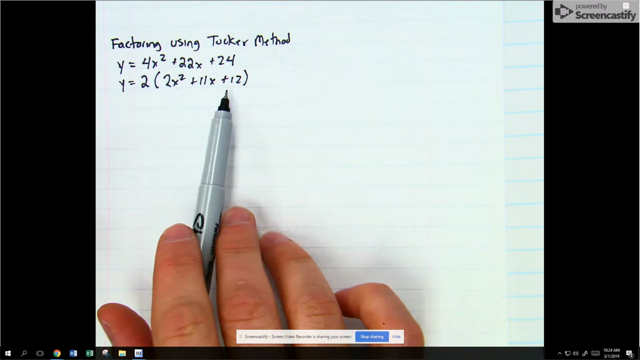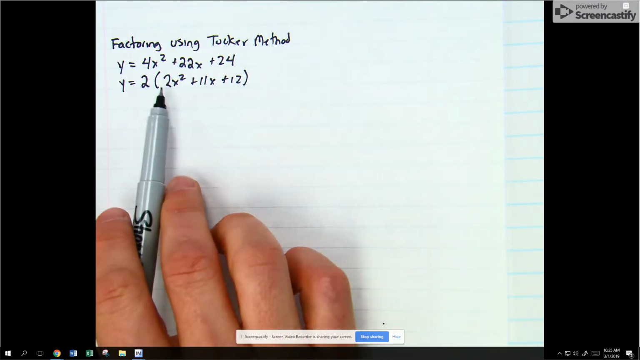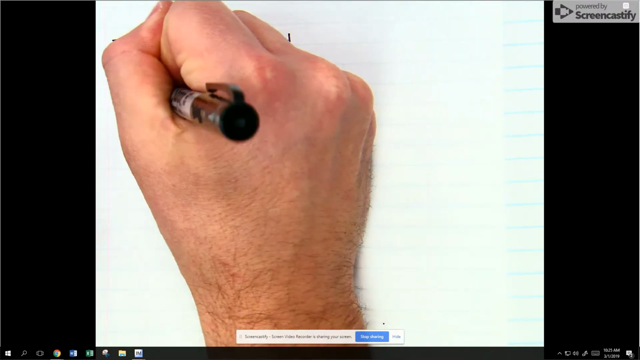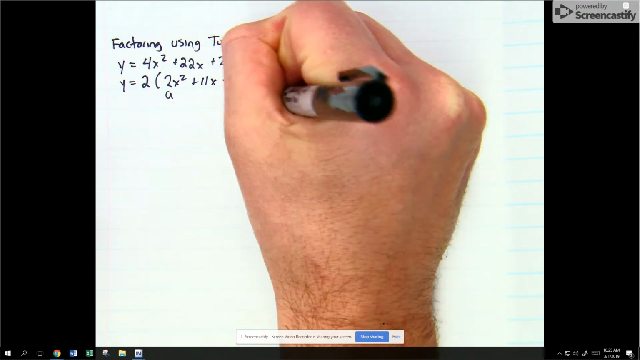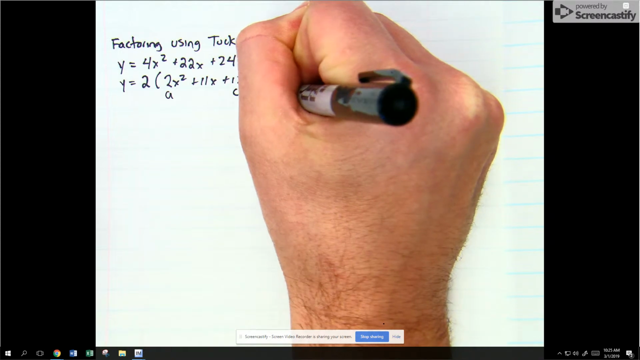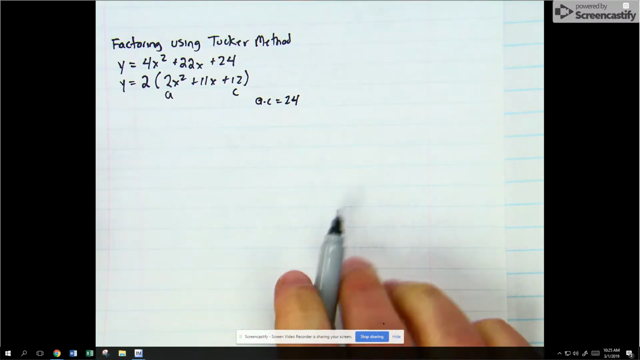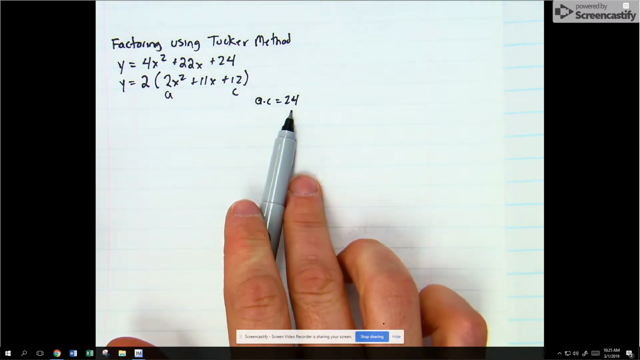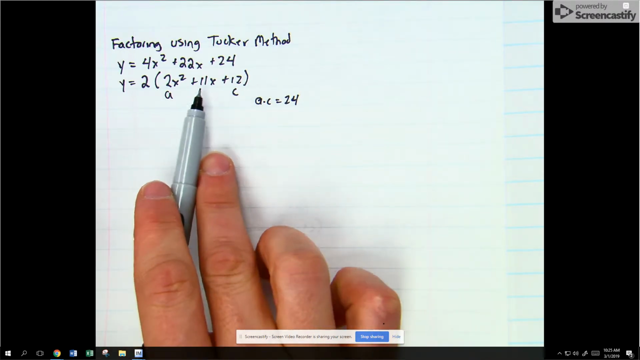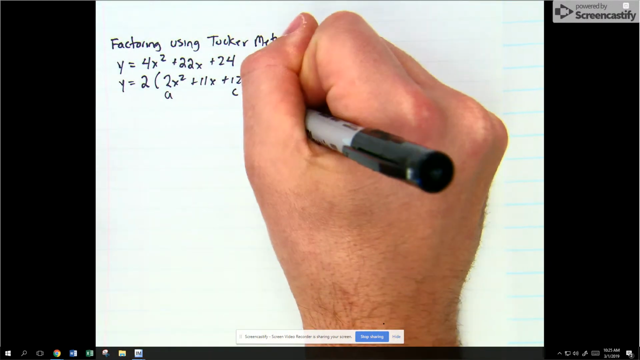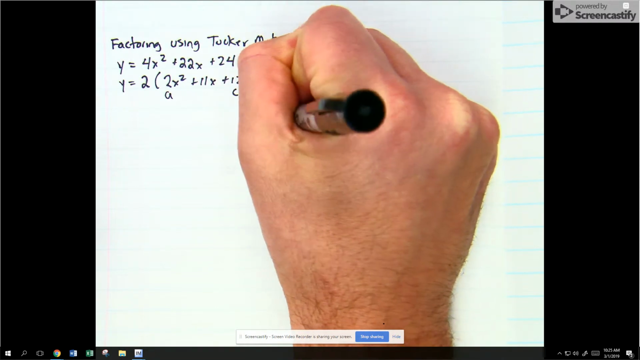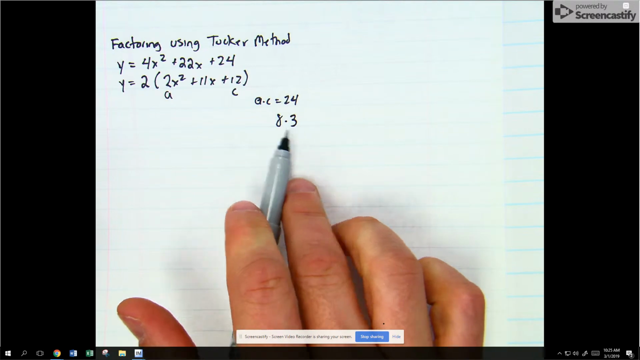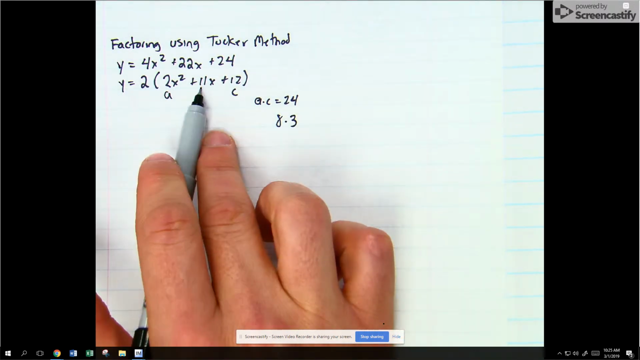Then for the Tucker method, we're going to multiply our a value with our c value. So a times c in this case is 24. We're going to look for factors of 24 that add up to 11. So we can list out all the factors or identify that 8 times 3 is equal to 24 and they add up to being 11.